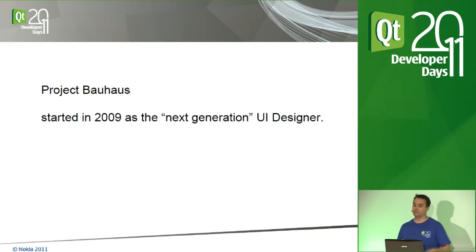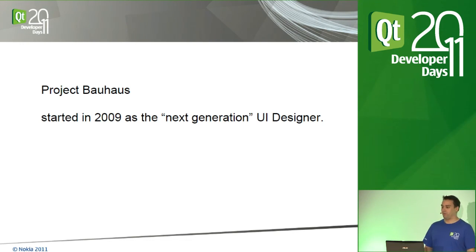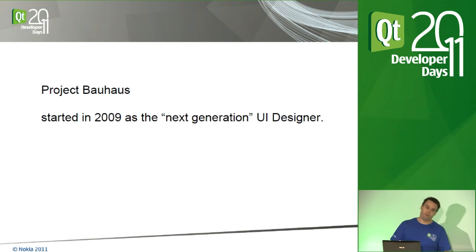The project was initially called Bauhaus and started in 2009 as a next generation UI designer. So there was no QML and no Qt Quick back then. This maybe still shows a little bit in the application. So it's older than QML. We basically started with what's good about the old designer, the QWidget designer, what could be improved, and so on. Started to do some brainstorming, and at some point Qt Quick came in, or QML, and then it was more clear what we have to do.